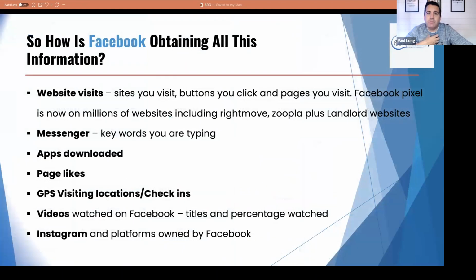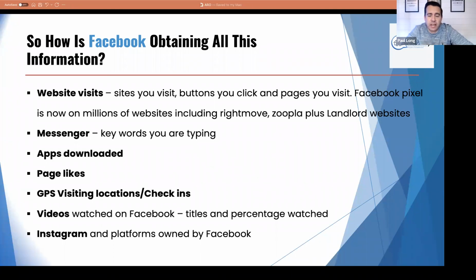And the reason I'm telling you this and really trying to give you an understanding of how it's gaining this information is because as agents, we can tap into this. But how is Facebook getting this information? Just to break this down for you. You're probably thinking, how can Facebook get 50,000 data points on each and every one of us? Well, these are some of the examples.